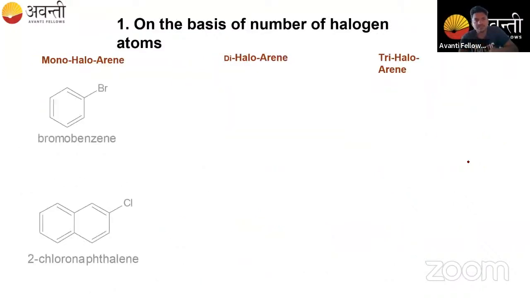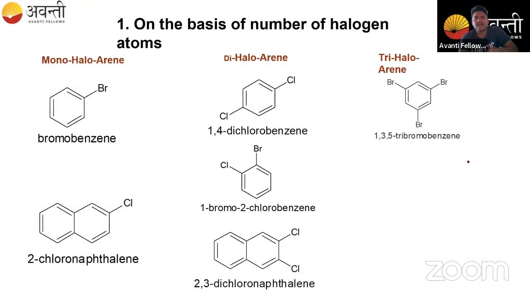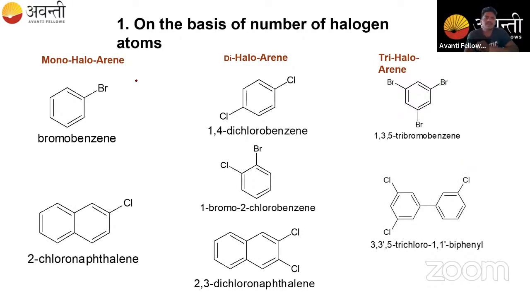Based upon that, now we are going to see how to name haloarene compounds. Very most important haloarenes are bromobenzene. If the benzene is attached with bromine, we call it bromobenzene. And here you can see 2 chlorines are present on benzene.